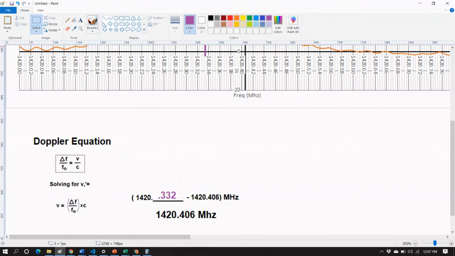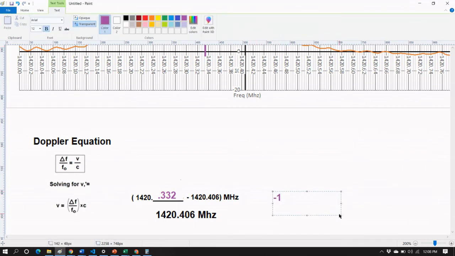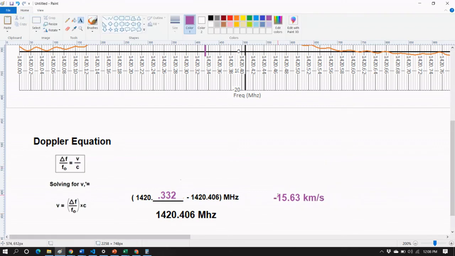Minimize that. Text box again. So we have a negative 15.63 kilometers per second. That negative is very important. That's indicating that it's a redshift. So that means that at this particular time that we should be heading towards the center of the galaxy. We're getting closer. The distance is closing in, straight out of the definition of redshift.